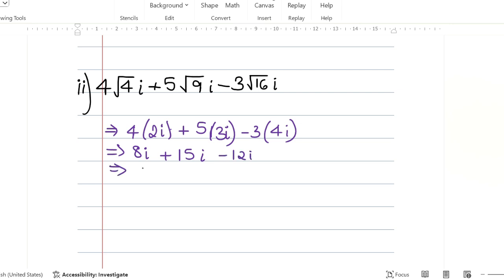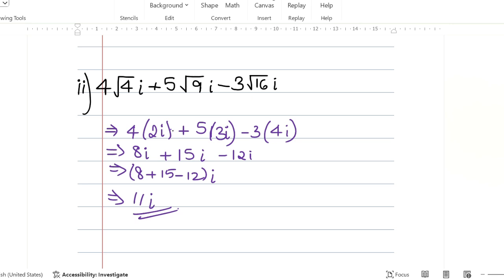So what has this become? 8 plus 15 minus 12, and we will take i as common, right? So what happened? 8 plus 15 is 23. 23 minus 12 is 11i. Okay, and this is your simplified version.